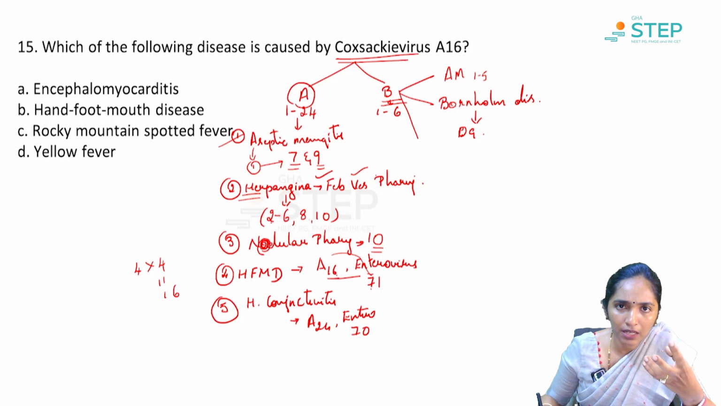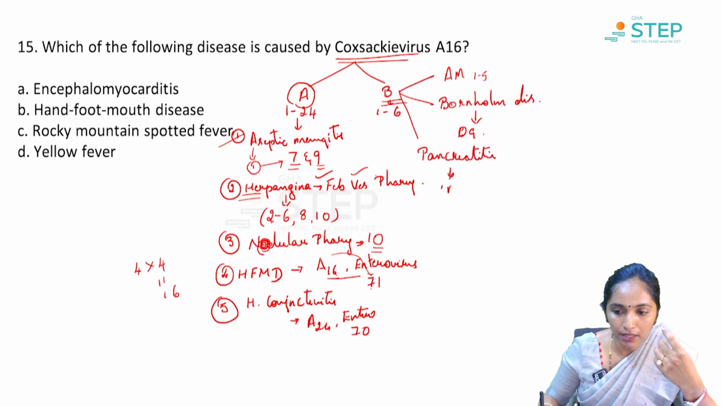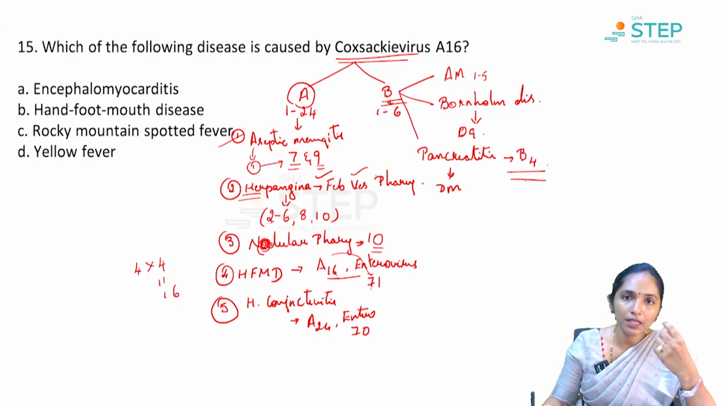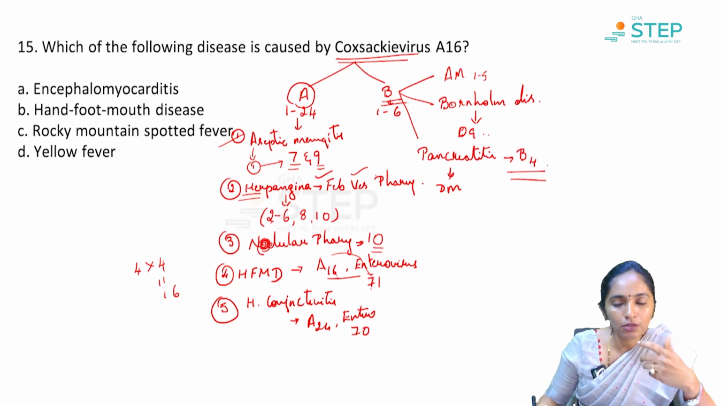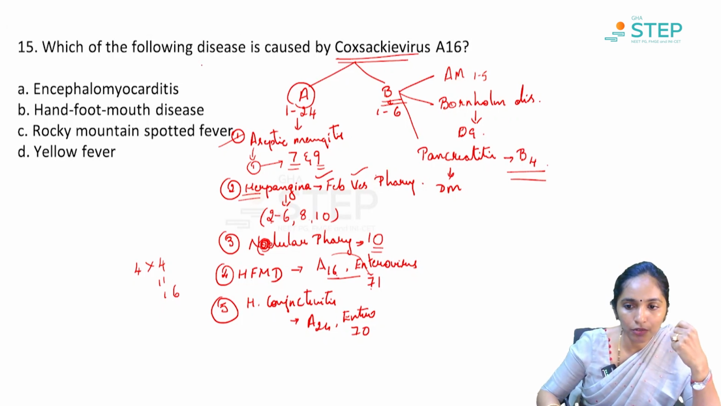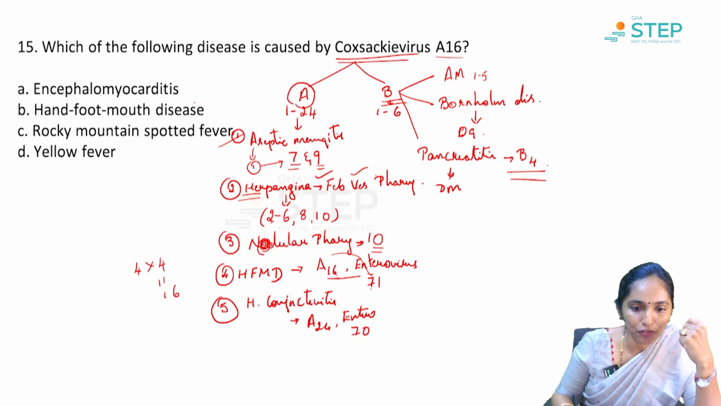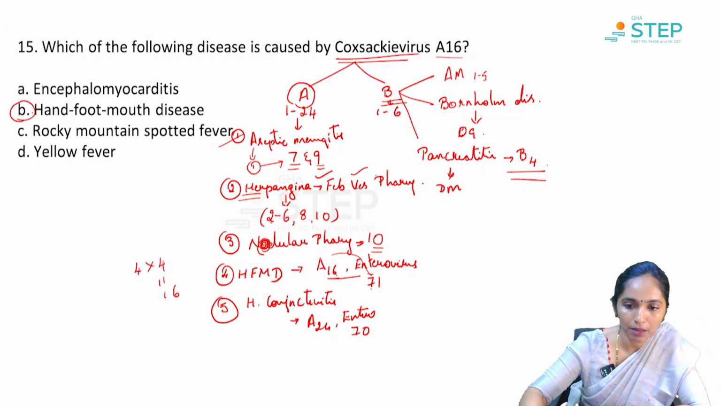It can cause myocarditis and pneumonia, but one more important thing is pancreatitis, which may result in diabetes mellitus, and the serotype is B4. So pancreatitis is B4, and Bornholm disease is almost everything, also called devil's grip because of stabbing chest pain. So let us look for the answer for this. Coxsackie A16 causes hand, foot and mouth disease. Fine. So yes, we studied about it.